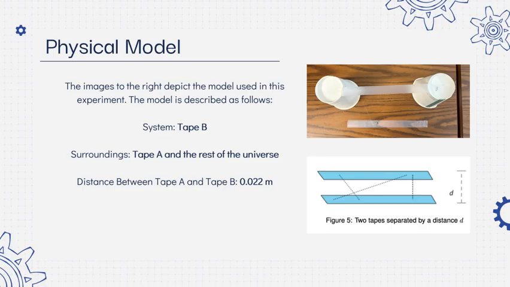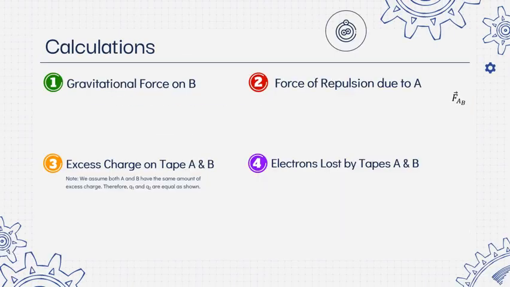In my experiment, tape B was the system, while tape A and the rest of the universe were the surroundings. Once the system, or tape B, had reached equilibrium in the y direction, I measured the distance between the two tapes to be 0.022 meters. Now, we're going to go through these 4 steps to calculate the electrons lost by tapes A and B. First, we begin on calculating the gravitational force acting on B, which is the mass of tape B times the acceleration due to gravity here on Earth, as shown.